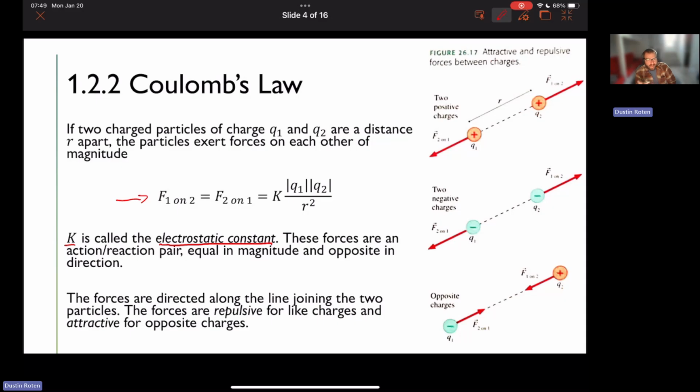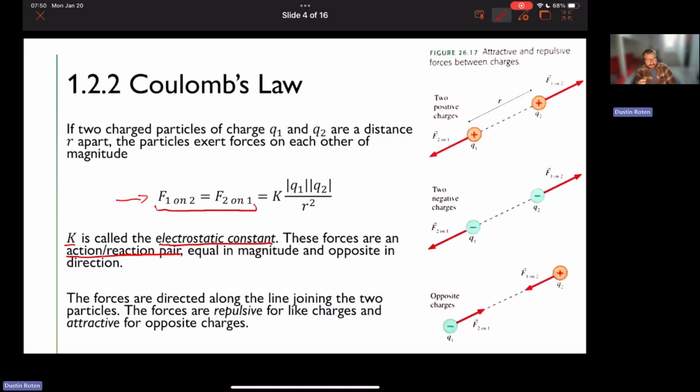These forces are an action-reaction pair, as most force interactions are. You'll remember that from Physics 1. And that's represented here in the math. So whatever force is happening from the first charge on the second, that's going to be an equal and opposite force from the second charge onto the first.